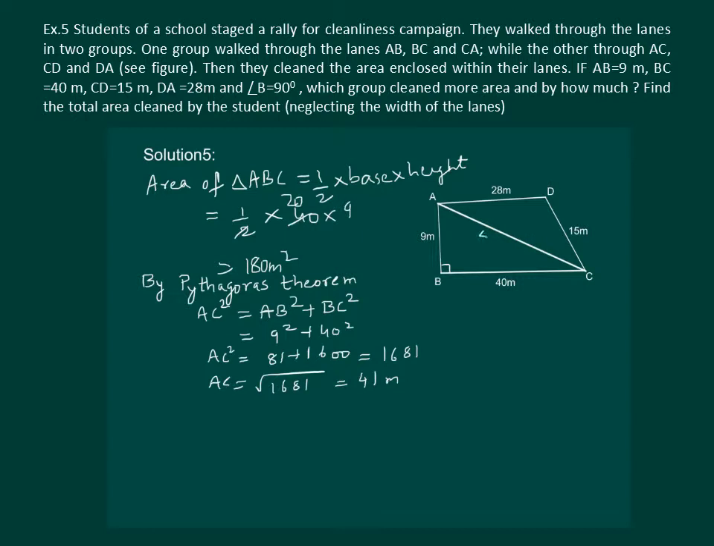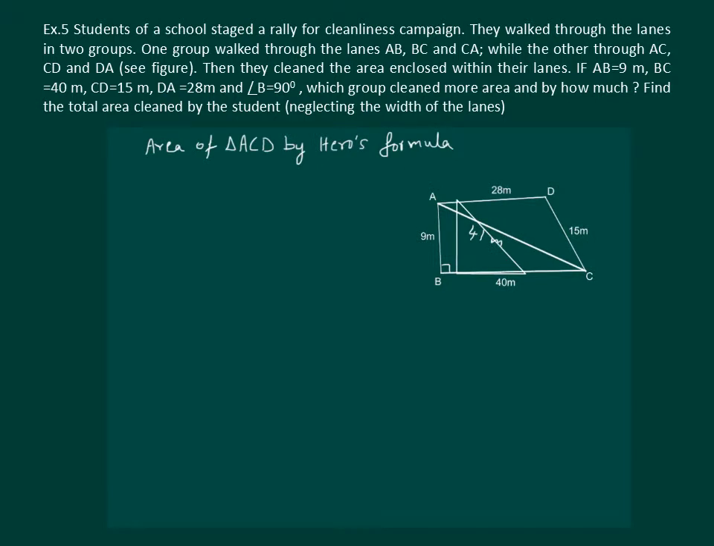So now we have AC and we can find the area of triangle ACD. Let us find S. It will be 41 plus 15 plus 28 whole divided by 2, which is equal to 42 meters.